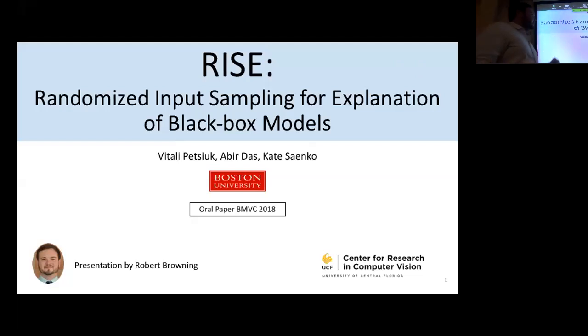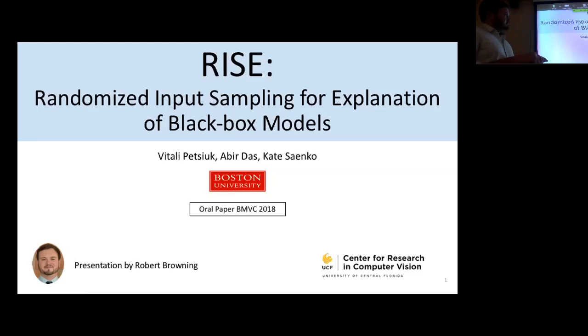The paper's title here, as you can see, their method is RISE, which obviously potentially plays off of some of the older methods like LIME, for example, other black box methods that have done similar work. These guys are from Boston University, and this was an oral paper at BMVC 2018.